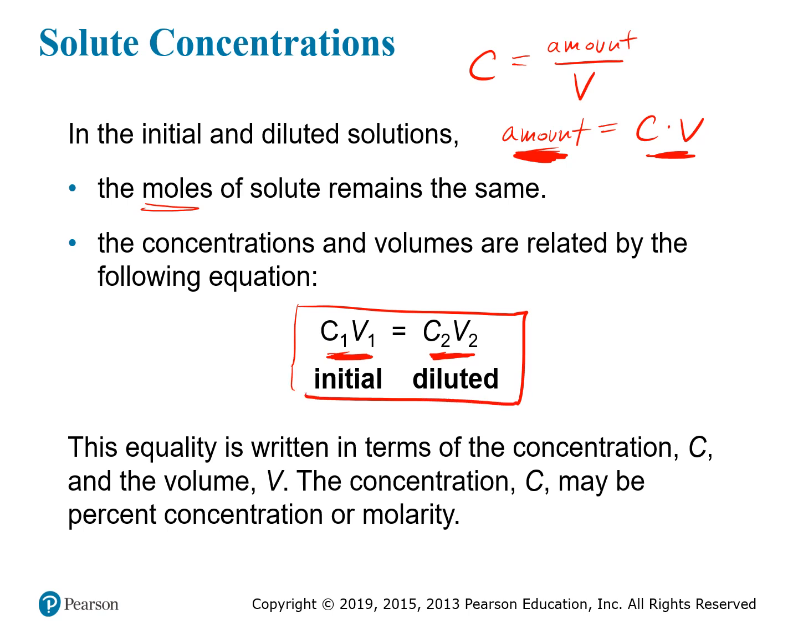Sometimes you'll see this written as M1V1 equals M2V2 because frequently we measure the concentration in terms of molarity, and since capital M is the unit for molarity, some people express it this way. But it's really more general than that. You can use any concentration unit you want. So I like to keep it as C1V1 equals C2V2.